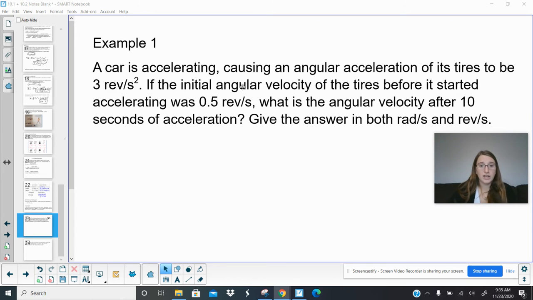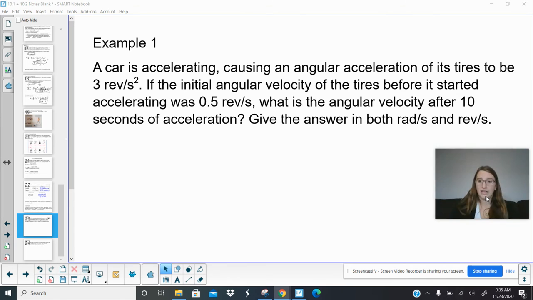So we have the initial angular velocity of the tires before it started accelerating. It had half of a revolution per second. If you can imagine a tire on a car, this literally means it turns halfway each second. So there goes 1 second, 2 seconds. That would be your tire rotating. We want to know the angular velocity after 10 seconds of acceleration. We want to give the answer in both radians per second and revolutions per second.